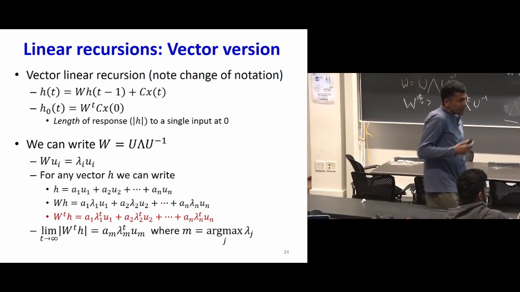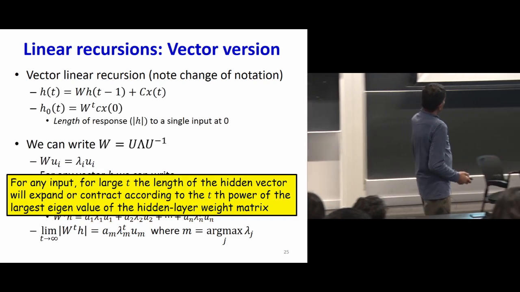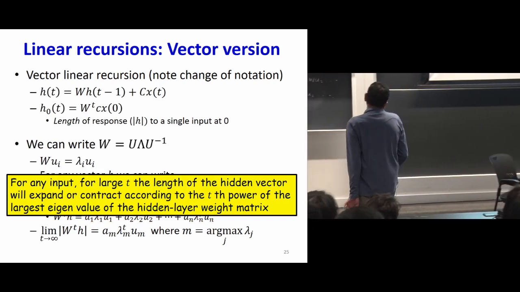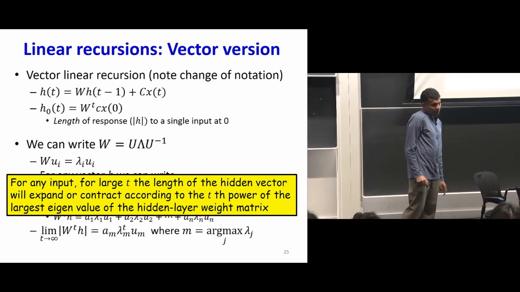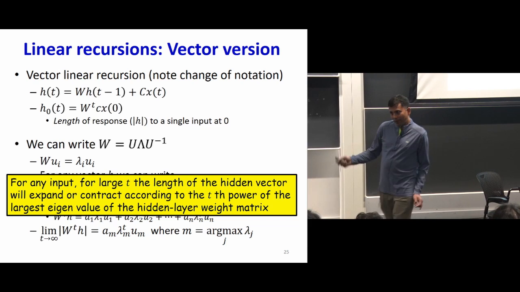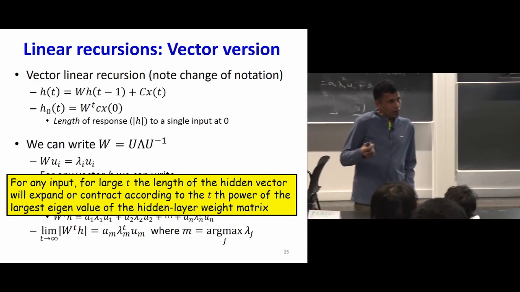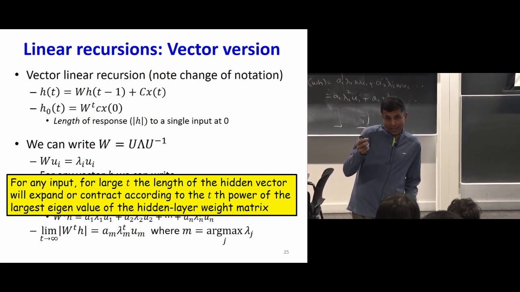right? So this means the behavior of the entire linear system is completely governed by this: the length of the hidden vector will expand or contract according to the tth power of the largest eigenvalue of the hidden layer weight matrix, right? That's all you really need to worry about now: what is the largest eigenvalue?